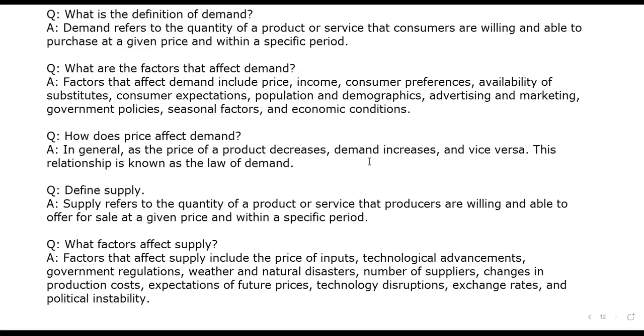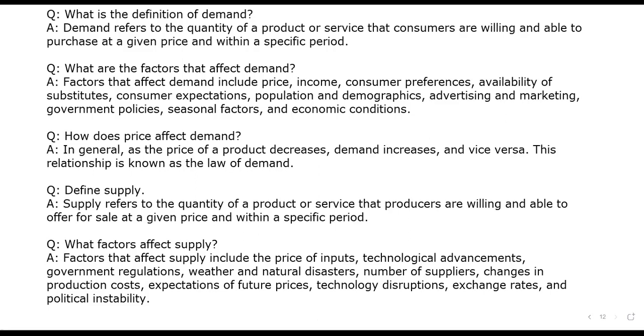Then in terms of supply, define supply. Supply refers to the quantity of a product or service that producers are willing and able to sell at a given time and period. So what are the factors that affect supply? We talked about price of inputs, technological advancement, government regulations, weather, natural disasters, number of suppliers, changes in production costs, expectations of the future, technological disruptions, exchange rates, as well as political instability.